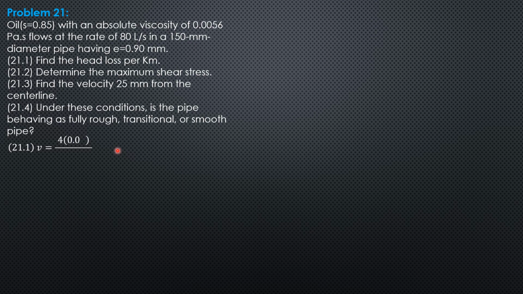So velocity is 4 times discharge over pi times diameter 0.15 squared, so 4.527 meters per second. Then the Reynolds number is diameter 0.15, mean velocity 4.527, density 850 kg per cubic meter, divided by absolute viscosity 0.0056 Pascal second. So the Reynolds number is 103,070, which is turbulent. The flow is turbulent.